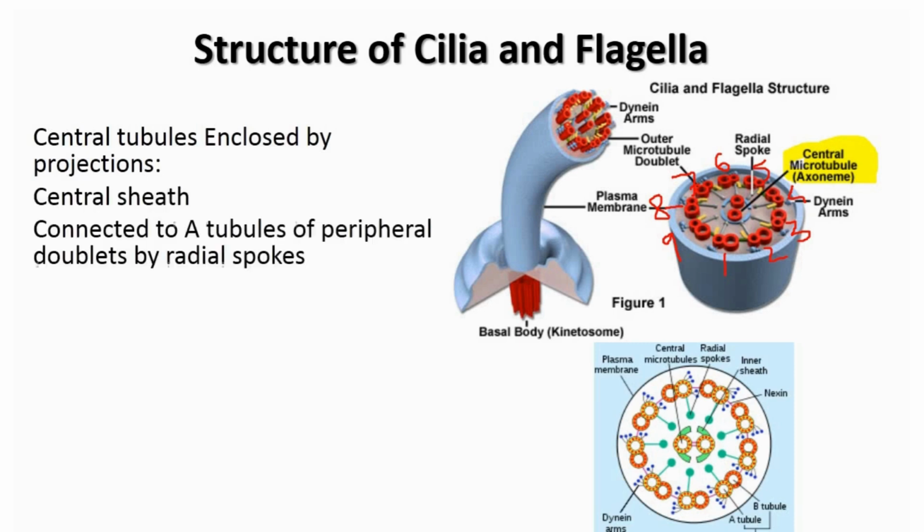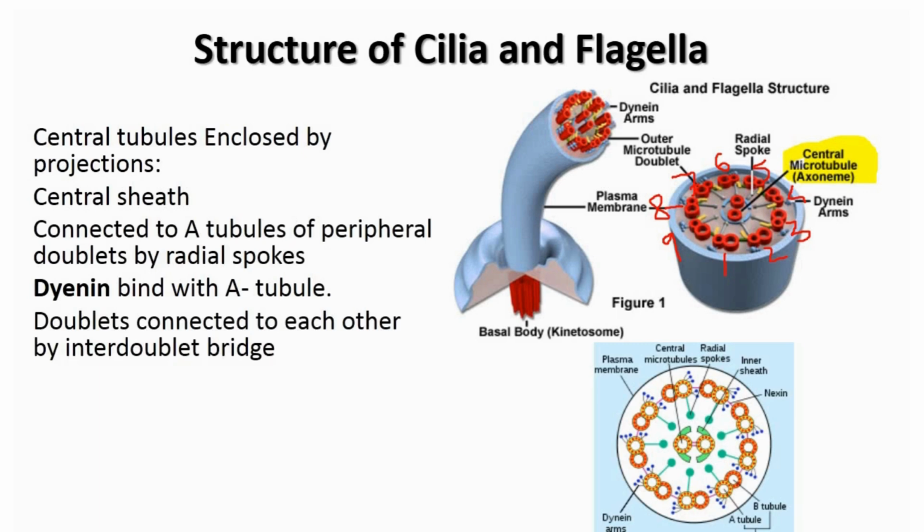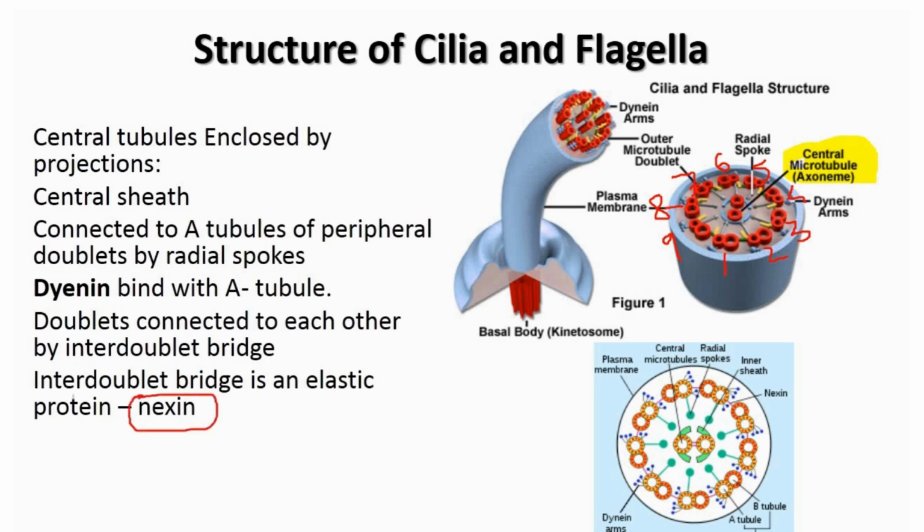You have the central sheath. This central sheath is connected to A tubules of peripheral doublets by radial spokes. Dynein binds with A tubule. The doublets are connected to each other by interdoublet bridge. Interdoublet bridge is an elastic protein. The best example is kinesin. Finally, you have radial spokes in groups of 3.